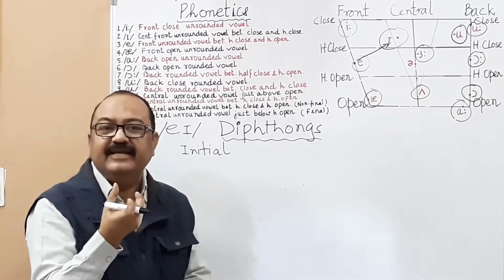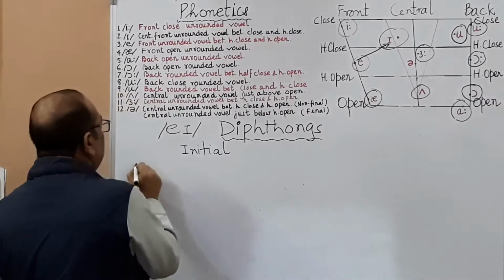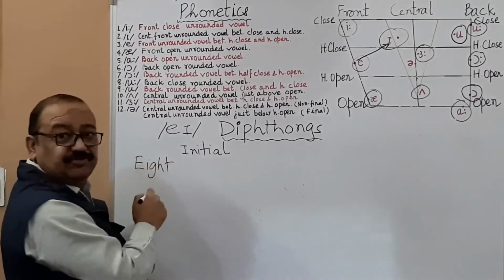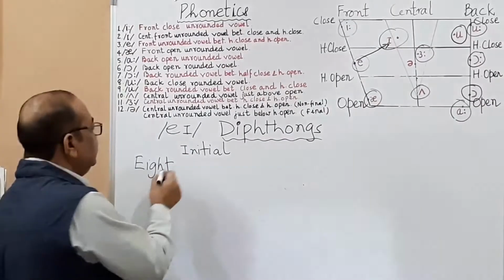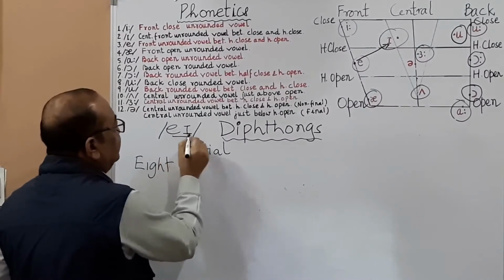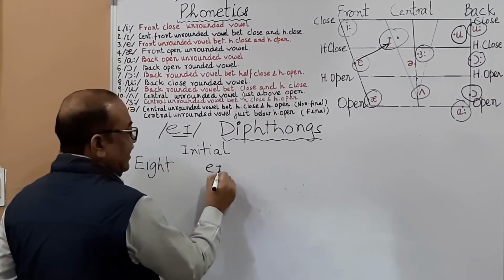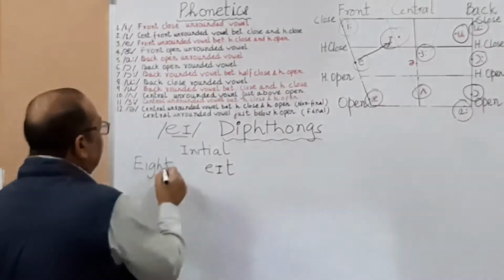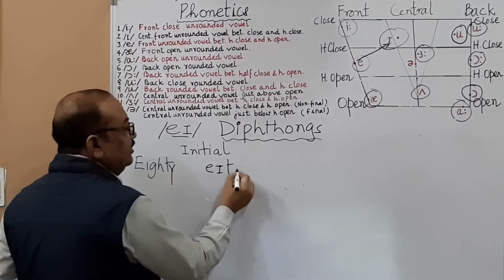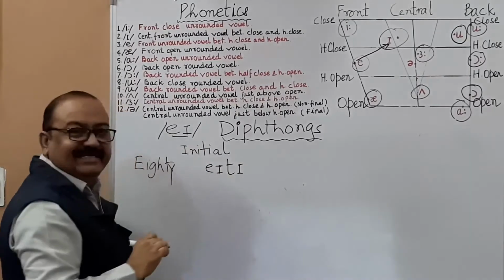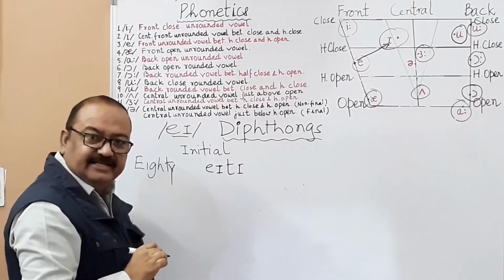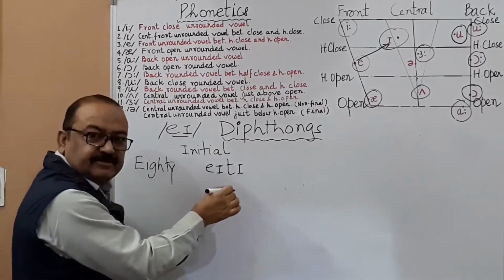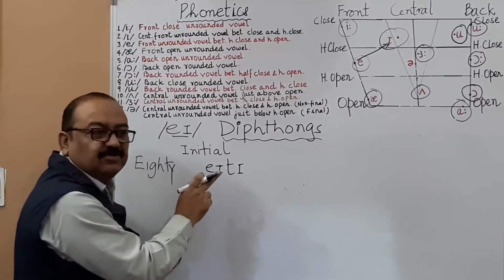You have it in words like eight. I'm taking a small word here. Eight. This is eight. So how do you write it? First you take this diphthong A. Eight. Or for example, eighty. What do you do here? You just add the E sound here. Eighty. If you write eight or eighty, this is the initial A sound.